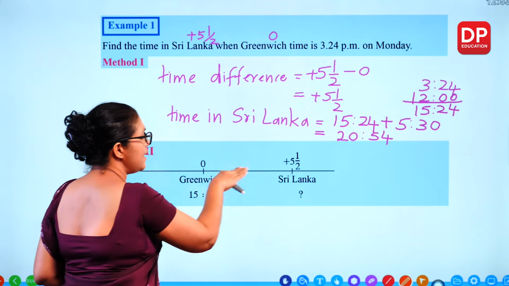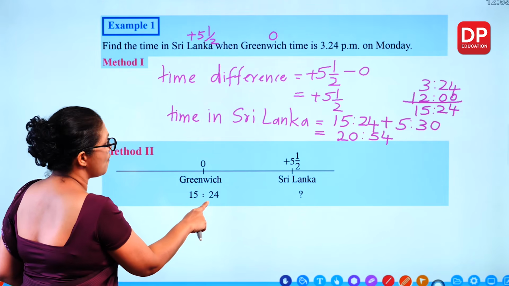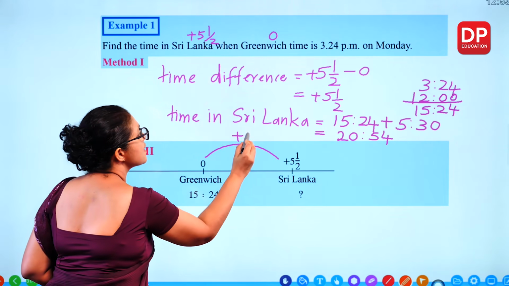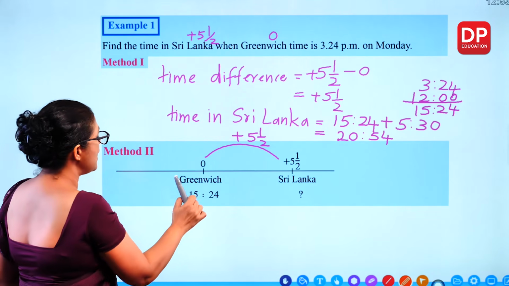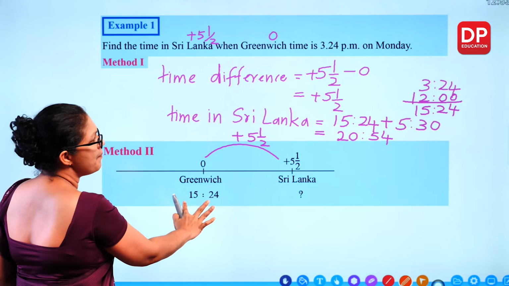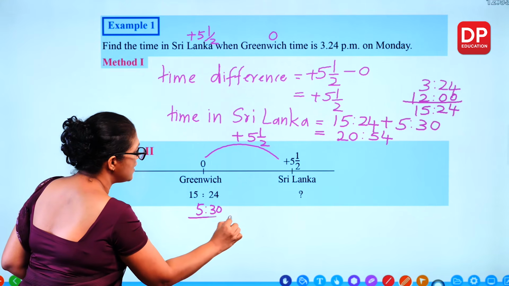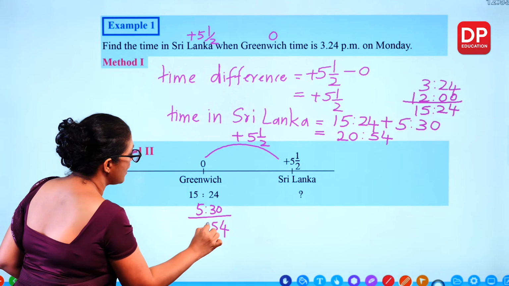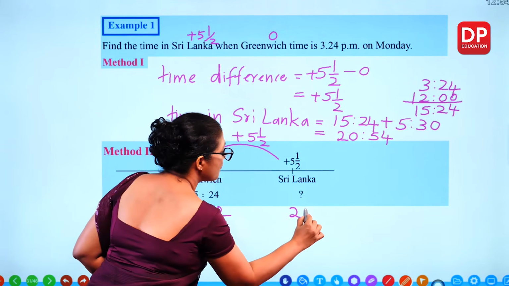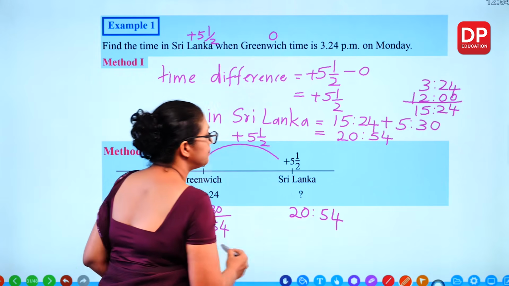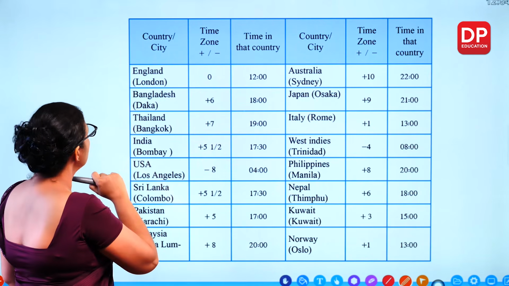When you draw the line, we know Sri Lanka is towards the east side. And this is 15:24. So the difference is plus 5.5. So 15:24 is the standard time and add 5:30 to that. So when you draw the diagram, it's easy to calculate the value. So 20:54 is the time. So this is just to see the time with different countries.